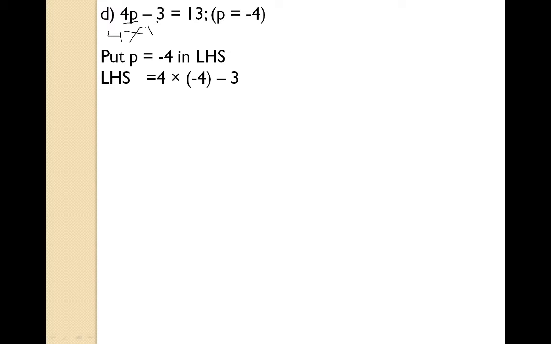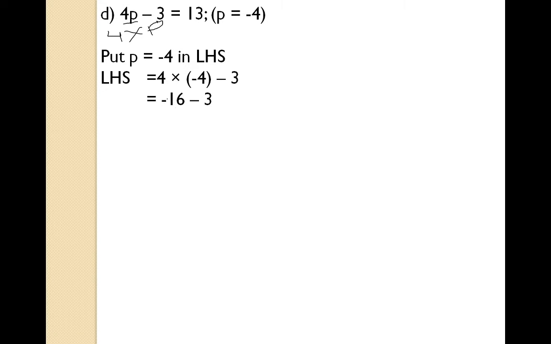The next is 4p minus 3 is equal to 13 and the value of p is equal to negative 4. So how we can solve this equation? Look at here. Put p is equal to negative 4 in LHS and our LHS is 4p minus 3, so afterwards substituting the value we get 4 multiplied by negative 4. Look at here dear student, this 4p, that means 4 into p. Okay, so 4 multiplied by negative 4 minus 3.